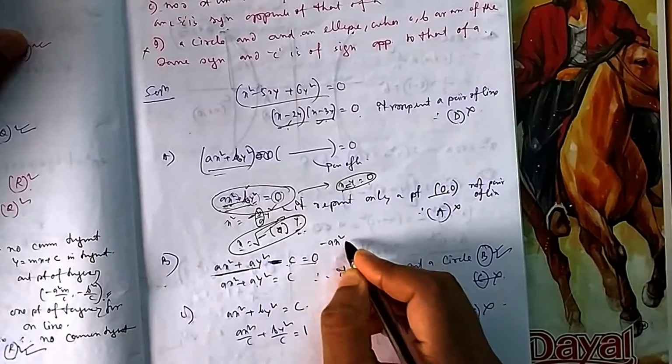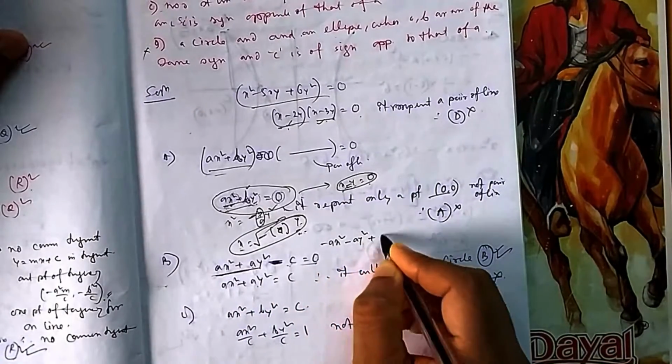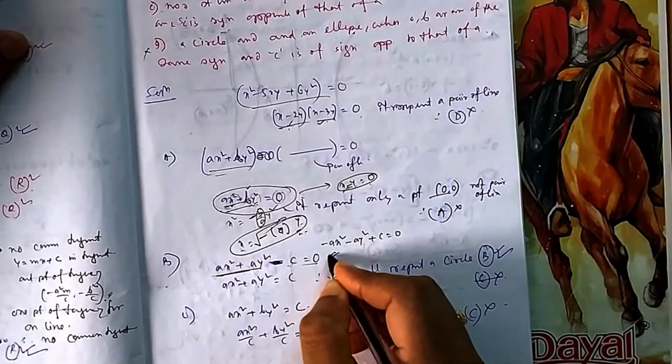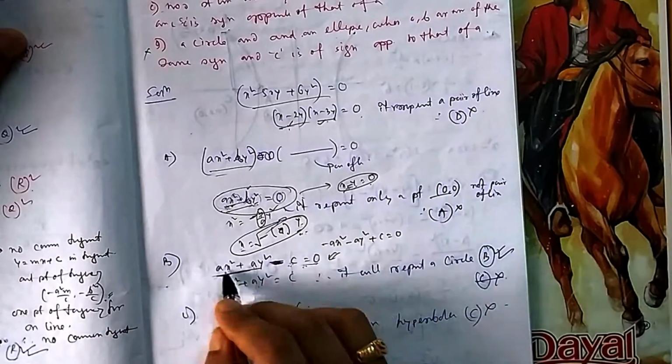One can be of this fashion. Both are negative, suppose, and this is then positive. So you take minus common, it will come to this. So it will represent the ideal case. It is of opposite sign.